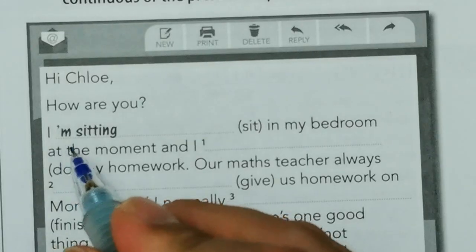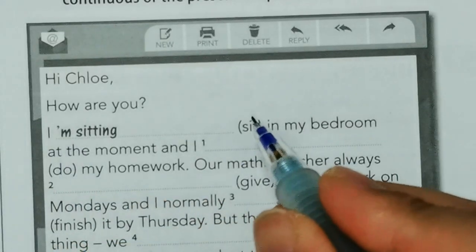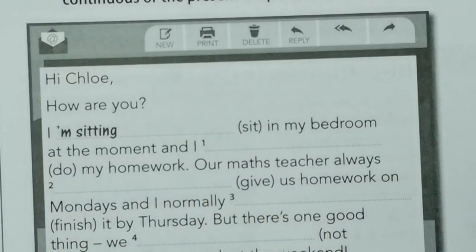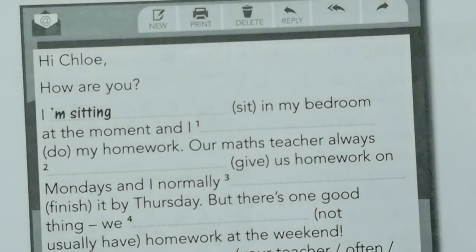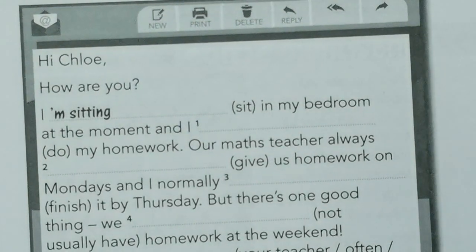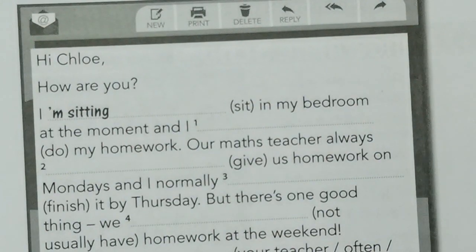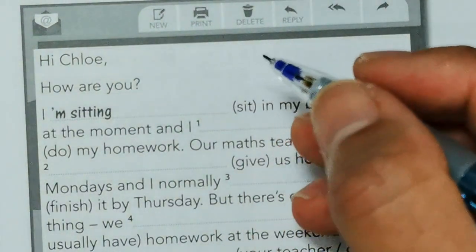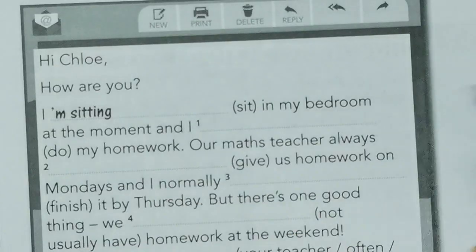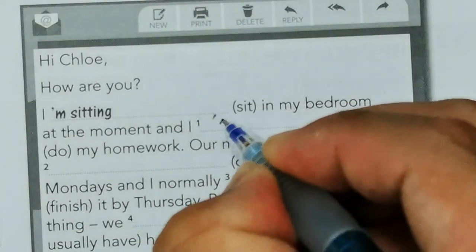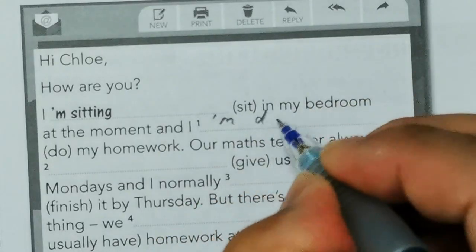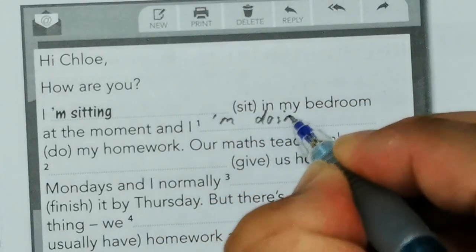So I'm sitting. So we have this verb here. You need to use the continuous form. So we have present continuous form. I'm sitting in my bedroom at the moment. And I, so we have again, I am doing, or just I'm, apostrophe M, and then doing. Do followed by ing.